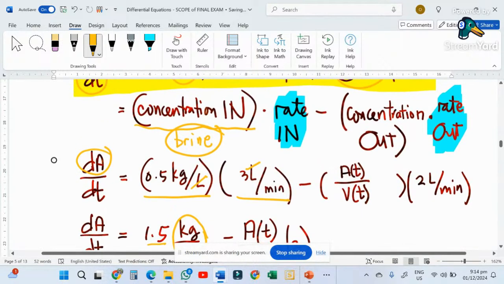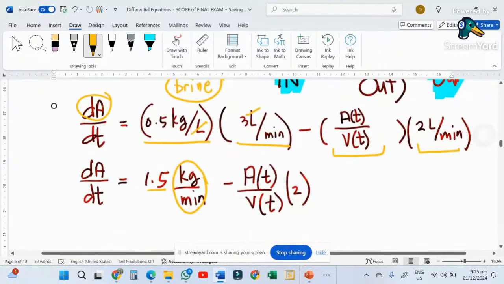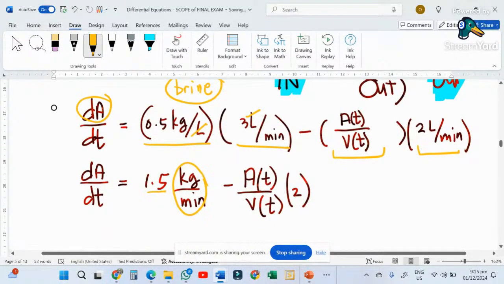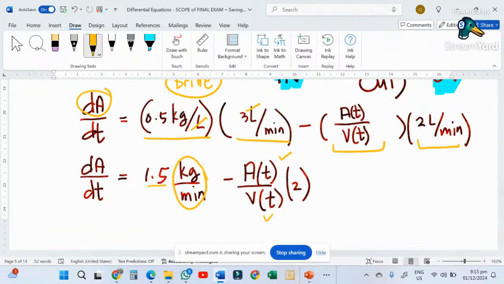Now let's go into the concentration out times rate out. The concentration out we do not know at this point in time, times the rate out, that is 2 liters per minute. How did I know that? It says here that it flows out at a rate of 2 liters per minute. So the general equation will be dA over dt is equal to 1.5, since 0.5 times 3 is 1.5 kilogram per minute, minus A of t over V of t times 2.